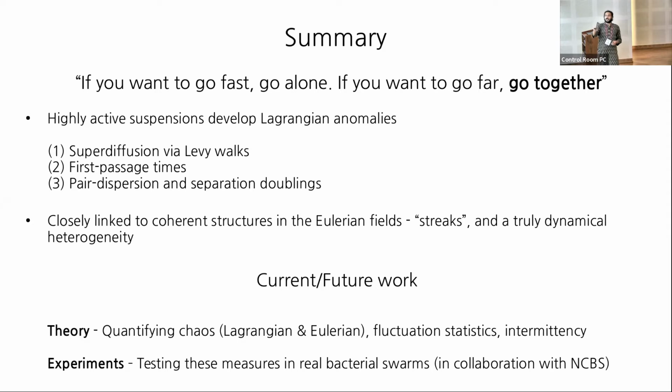And we notice these Lagrangian anomalies, and it's closely linked to certain features in the Eulerian fields. What we are doing now is we want to quantify chaos in the system to some extent, also look at fluctuations and intermittency. And of course, we also want to test this in experiments. We want to see how much of this can be found in real bacterial swarms.